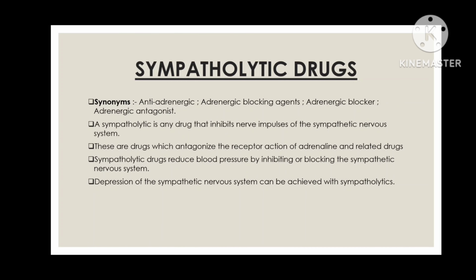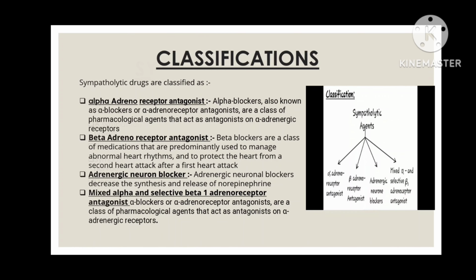Sympatholytic drugs. Their synonyms are anti-adrenergic, adrenergic blocking agent, adrenergic blocker, adrenergic antagonist. A sympatholytic is any drug that inhibits nerve impulse of the sympathetic nervous system. These are drugs which antagonize the receptor action of adrenaline and related drugs. Sympatholytic drugs reduce blood pressure by inhibiting or blocking the sympathetic nervous system. Depression of the sympathetic nervous system can be achieved with sympatholytics.